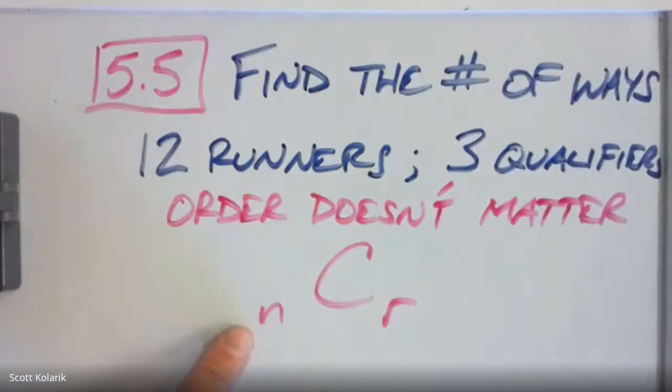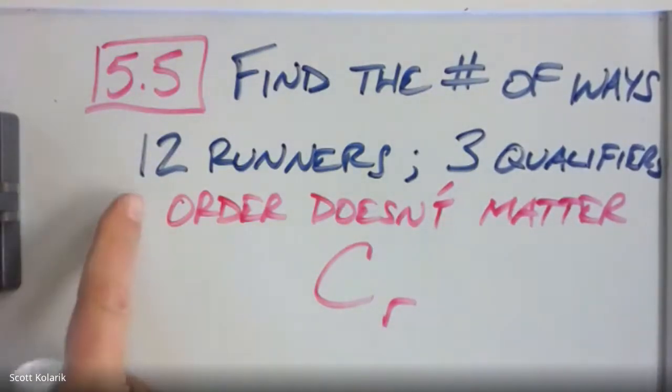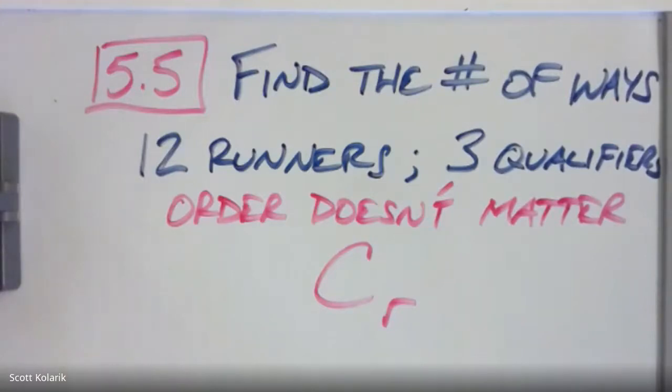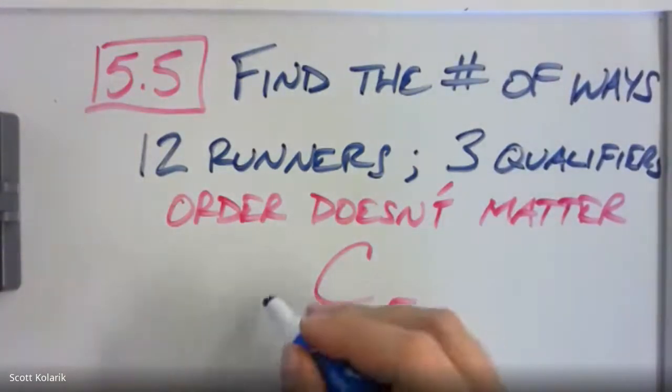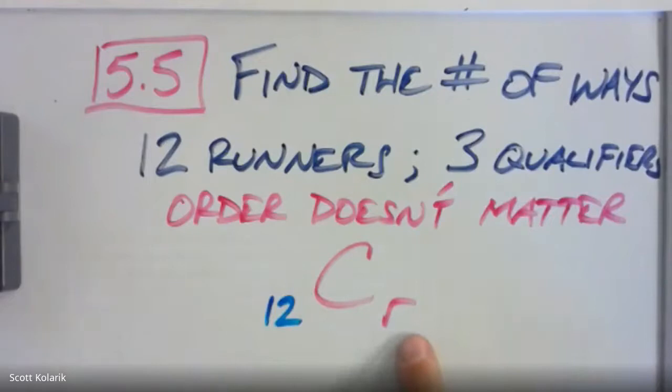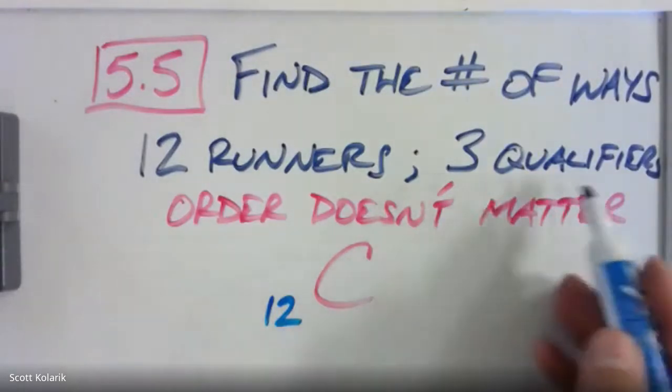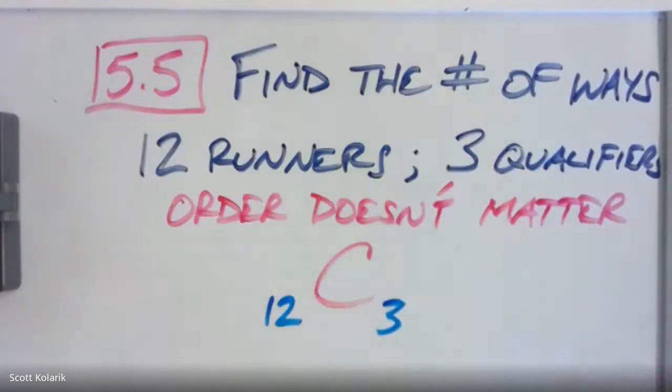I still need to identify n. I still need to identify r. Well, n, again, is the number of objects I'm selecting from. In this case, again, it happens to be 12 total racers here. So n is 12. r is how many people I'm going to care to select the objects from, and that happens to also be 3 in this case. And so I have this 12C3.